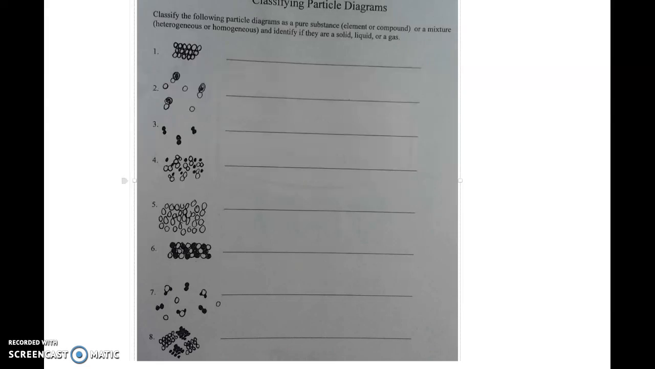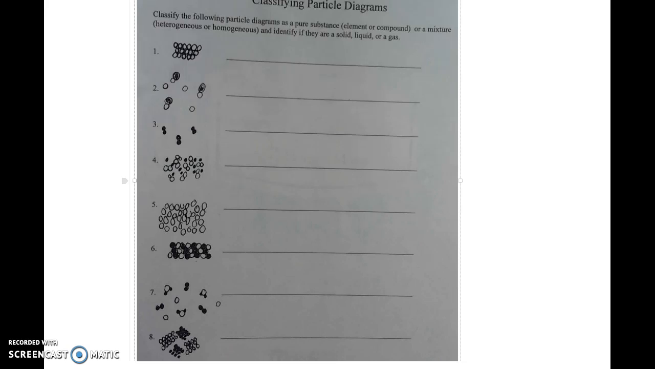All right, so today we're going to be classifying particle diagrams, first by their state of matter: solid, liquid, or gas. Then whether it's a pure substance or a mixture. And if it's a pure substance, is it an element or compound, and if it's a mixture, is it homogeneous or heterogeneous?